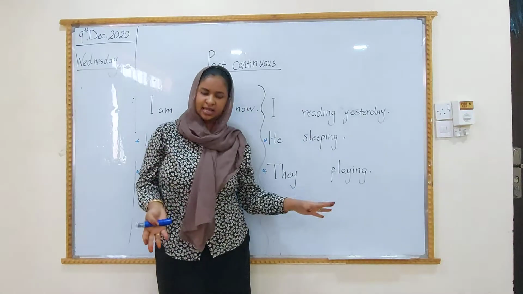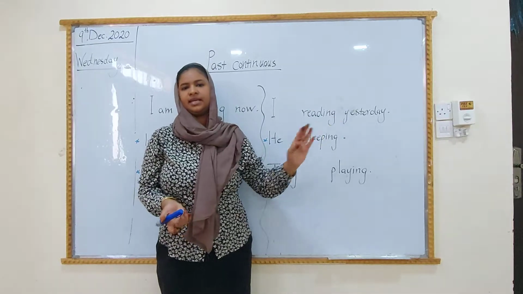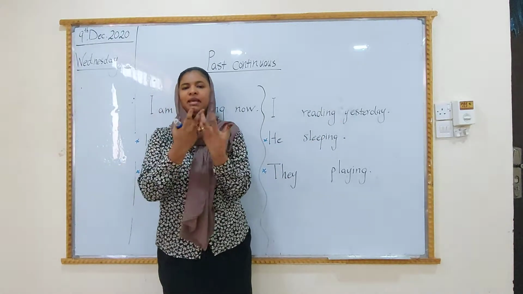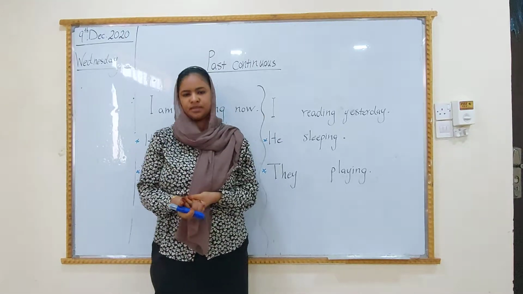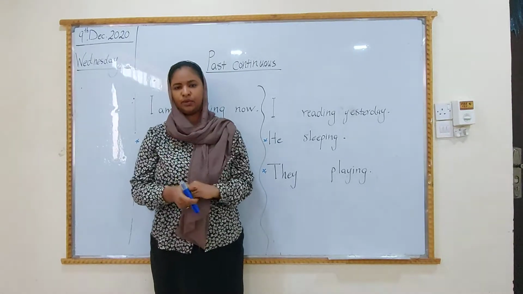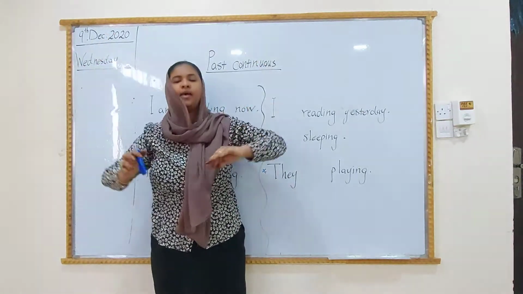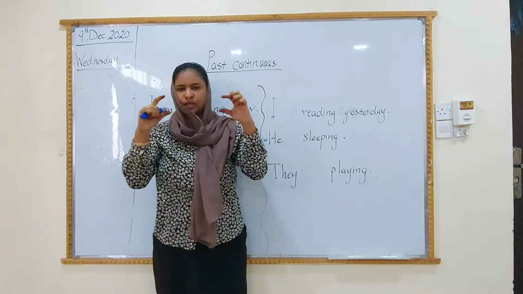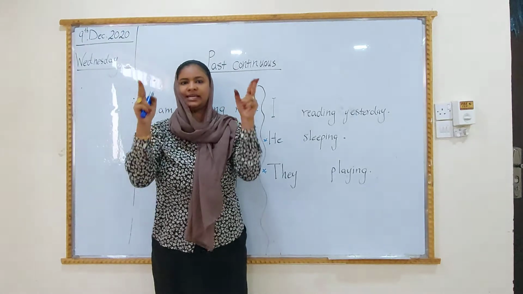We have something else called the past continuous. It's something between the past and the continuous. What is the meaning of the past continuous, or when do we use it? We use the past continuous to speak about things that happened in the past, but they took a long time. The time of happening was very long.